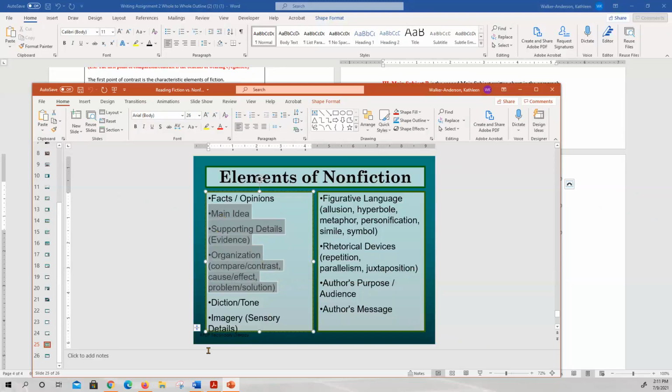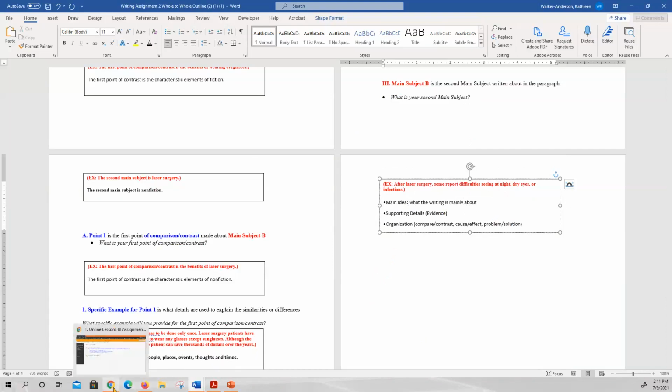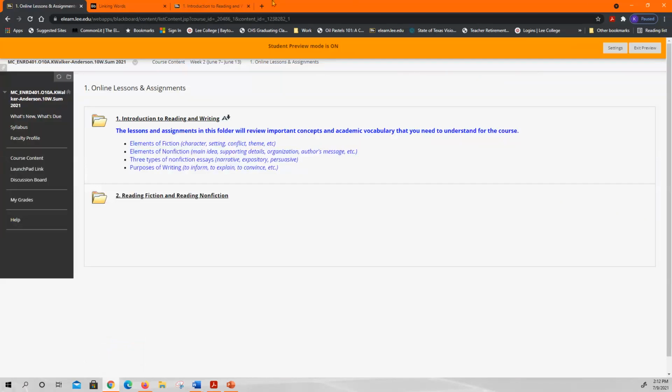And I'm going to do Control C to copy. Over here, and do Control V to paste. And I want to define what these are, just like I did with the other one. So main idea is what the writing is mainly about or focused on. And you can look up definitions for words too if you're not sure. So I'm going to go ahead and do that because I don't really like the way that's described.